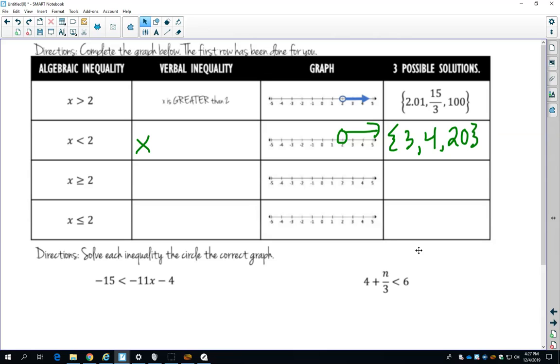So this is saying x is, oops, let's go back here. I got my sign wrong. I was looking at the first problem. This is actually x is less than 2. So less than, open circle to the left. Sorry about that. And the numbers that are less than 2 would be 1, 0, -5. These are all numbers that would satisfy that inequality.